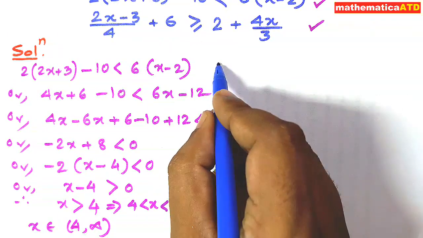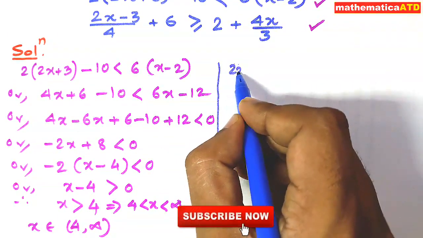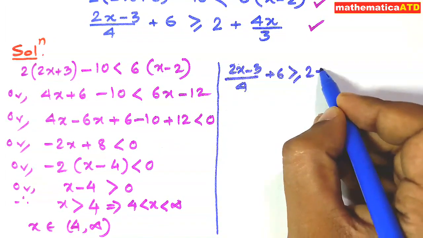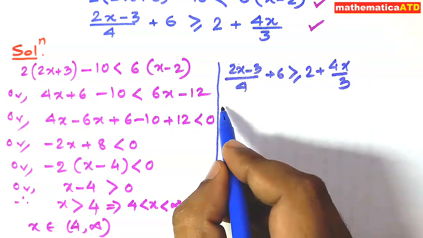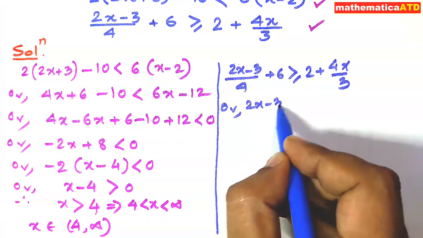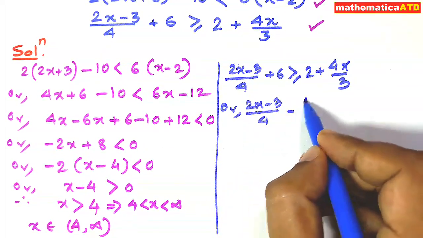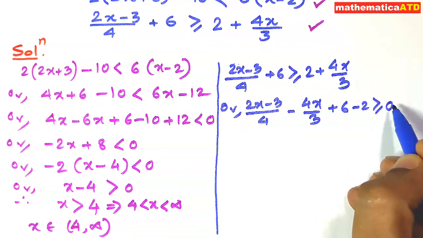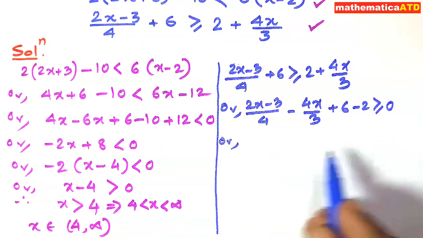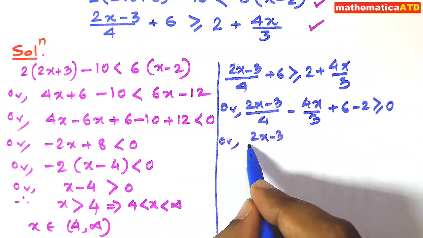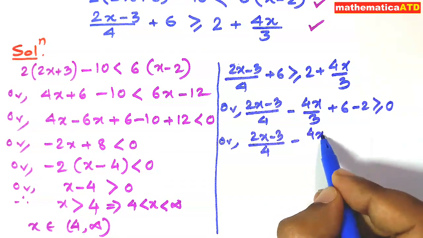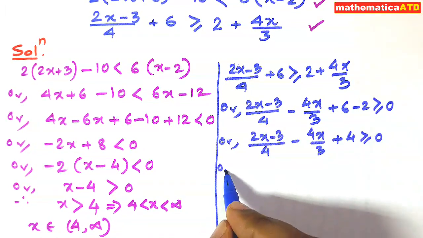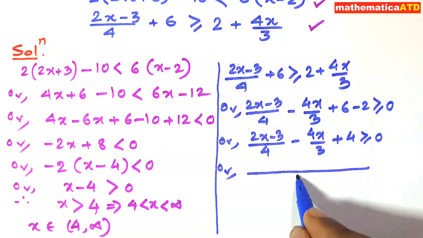We write it again here: 2x minus 3 upon 4 plus 6 is greater than or equal to 2 plus 4x upon 3, or 2x minus 3 upon 4 minus 4x upon 3 plus 6 minus 2 is greater than or equal to 0, or 2x minus 3 upon 4 minus 4x upon 3 plus 2 plus 4 is greater than or equal to 0, or take the LCM, that means 12.